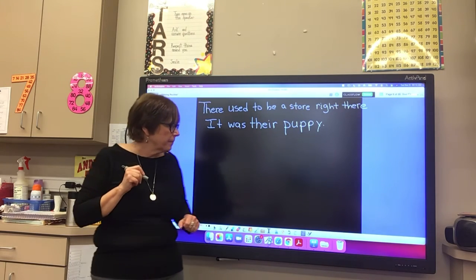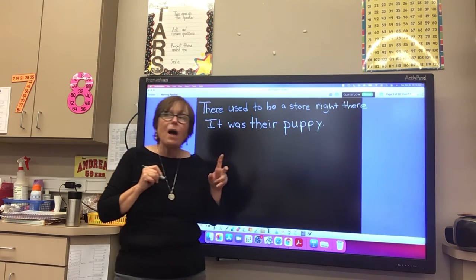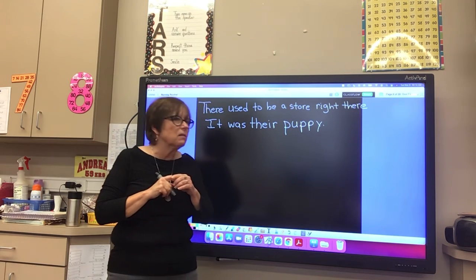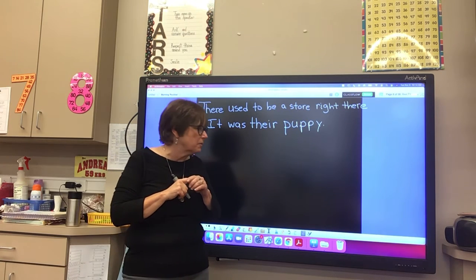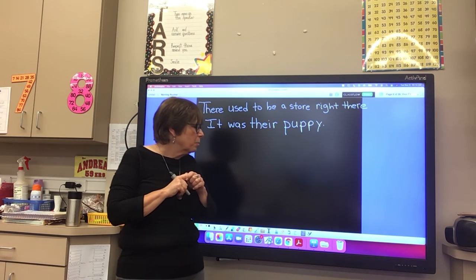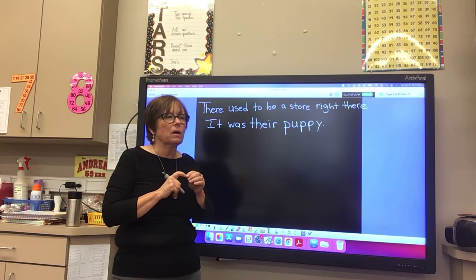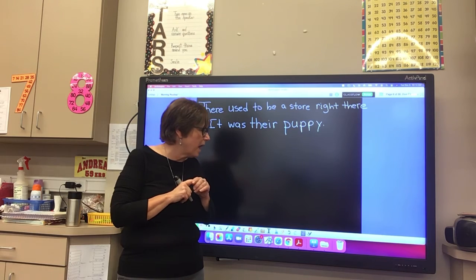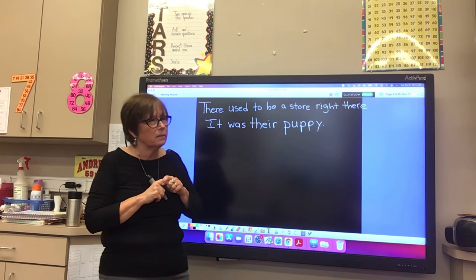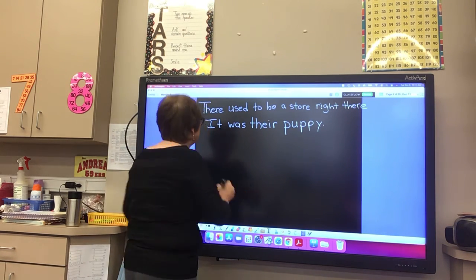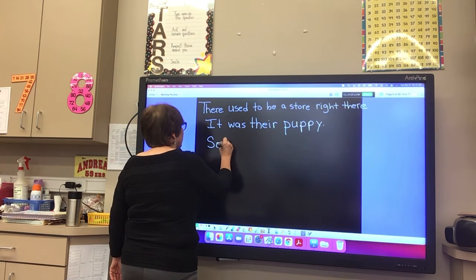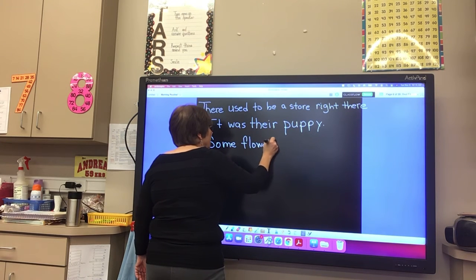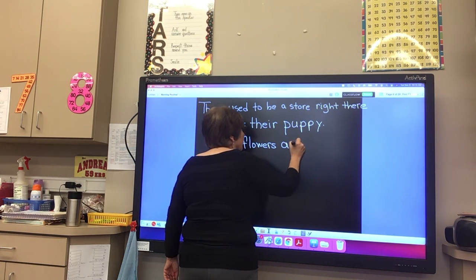Now, boys and girls, now we have flower and flower. We're still talking about homophones. Those are words that sound the same but have different meanings and different spellings. The blossom of a plant, flower. Reese, can I please have a sentence with the word flower, meaning the blossom of a plant? Some flowers are beautiful. Thank you.